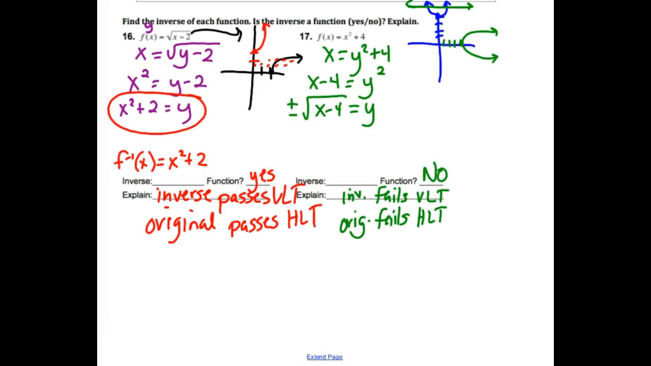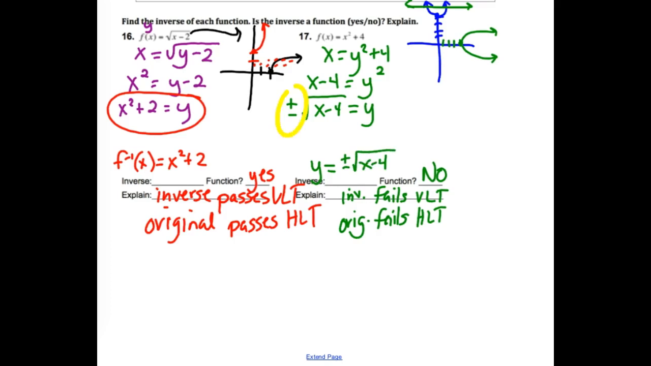Because it's not a function, I'm going to leave my answer as y equals instead of writing it as f inverse of x, and just leave it y equals plus minus the square root of x minus 4. Anytime you have this situation with the plus minus in front, it's not going to be a function.